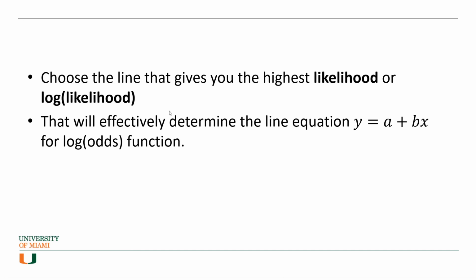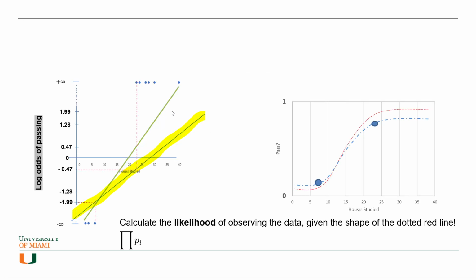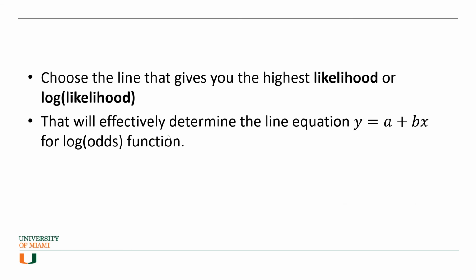algorithm. And by the way, rather than using the likelihood, you can also use the log likelihood. It is mathematically simpler and easier to use the log likelihood, and the line that maximizes the likelihood is also going to maximize the log likelihood. So it really doesn't matter whether you take the likelihood or you take the log and use the log likelihood. That would essentially determine the line equation of y is equal to a plus bx. So it will give you the intercept and the slope for the log likelihood line, which is what you are looking for.